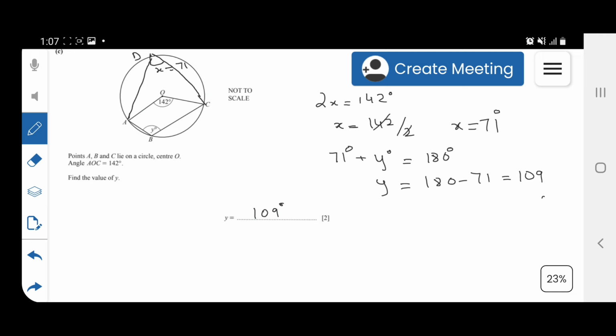So here we have solved both parts B and C of question number 3, paper 4.